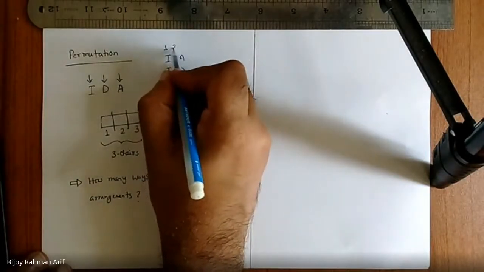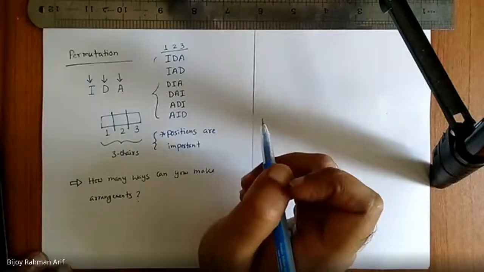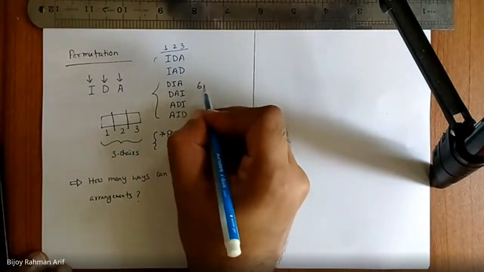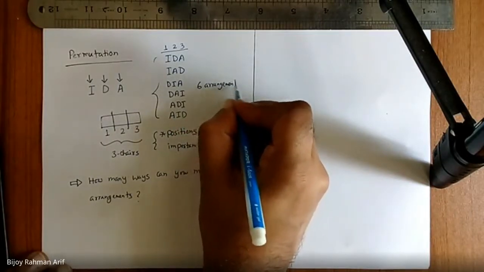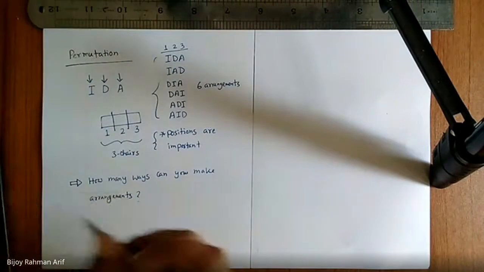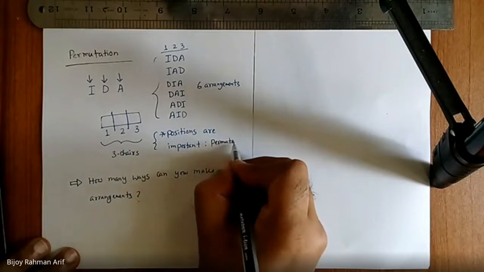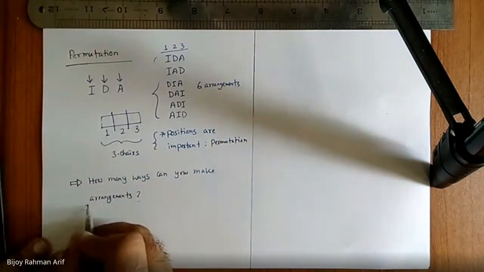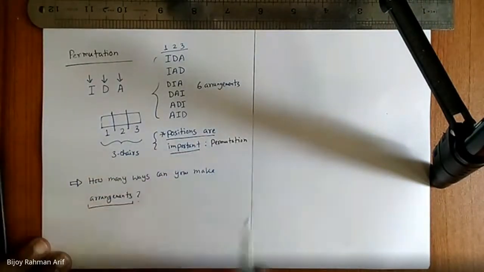This is first position, this is second position, this is third position. Is it clear? Okay. So these are the 6 arrangements. So remember the word: permutation is related with position. So we always use the word arrangement in case of permutation. Positions are important. Then it is called permutation.